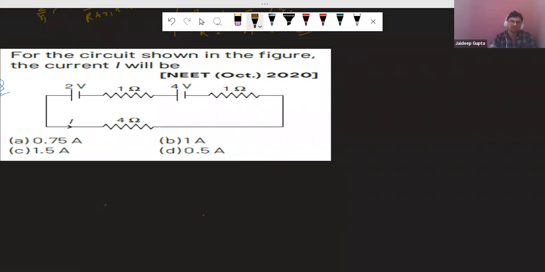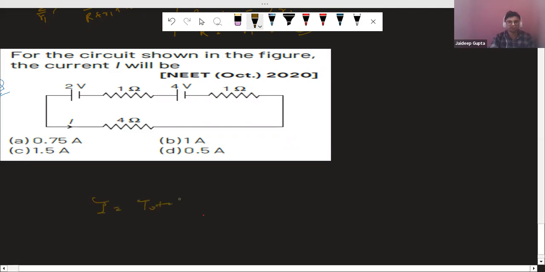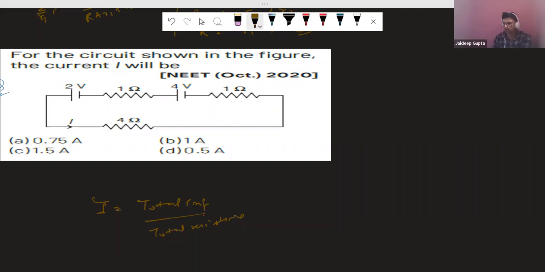First of all, the question is very simple. You have to calculate the net equivalent EMF divided by the total resistance. You will get the current. The question is very, very simple. Two minutes hardly. Try this question. This formula we have to use: total EMF over what total resistance? Write your answer in the chat box fast. The question is very easy.